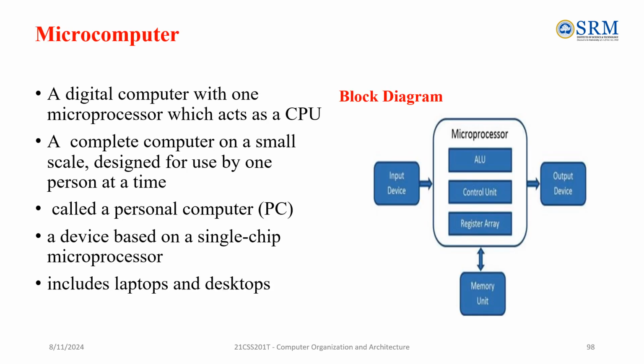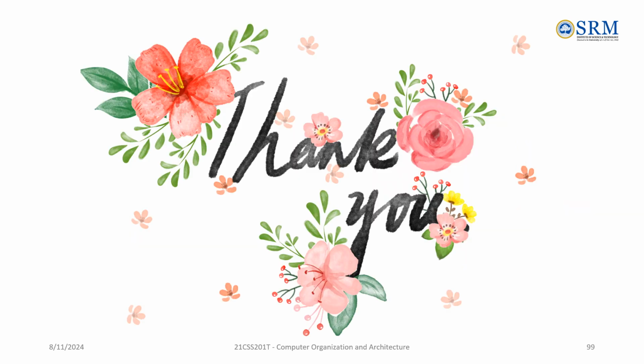So a digital microcomputer block diagram. This is also called a personal computer, which consists of a microprocessor with ALU, control unit, and register array, and input and output units working in conjunction with the memory unit. So with this, the second unit is done.